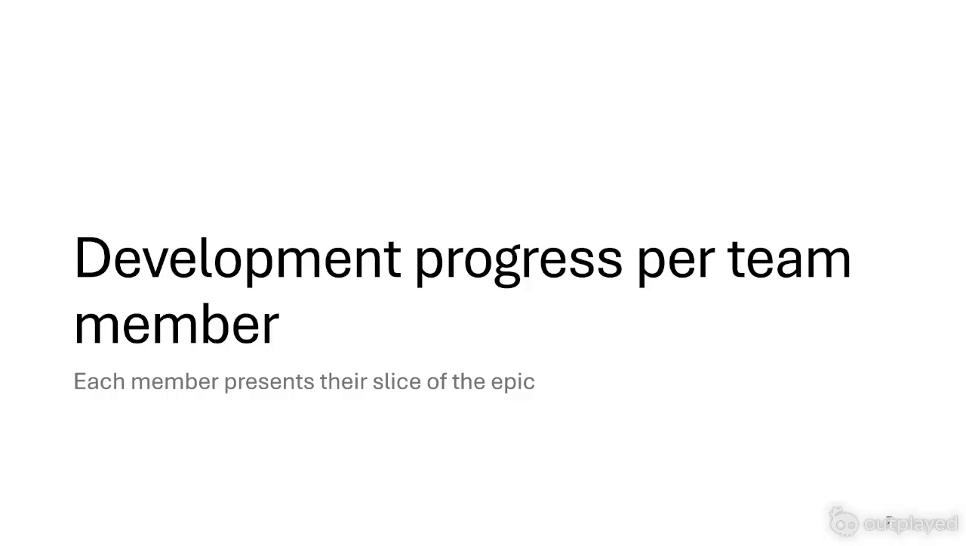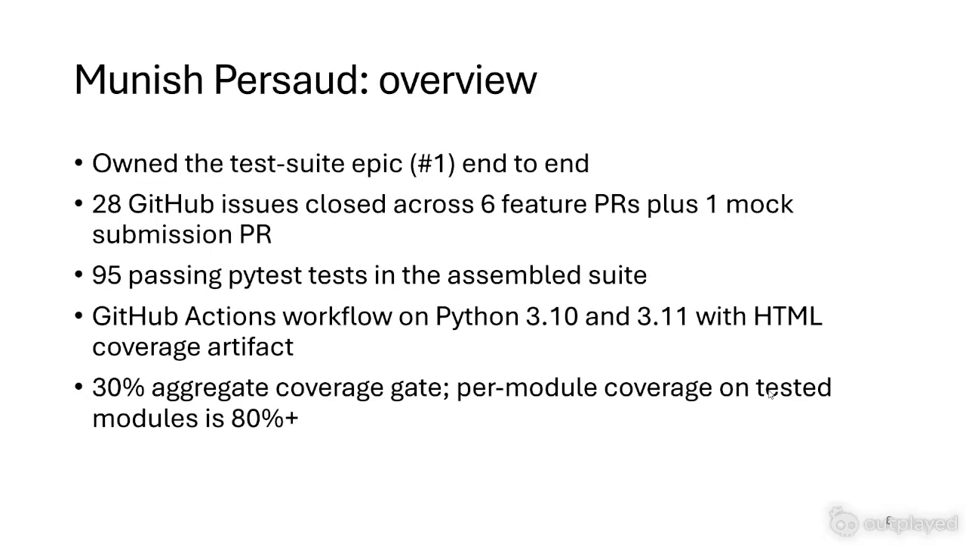So, development progress per team member. I'm first up. Overall, I owned the test suite Epic 1 end to end. This broke down into 28 individual GitHub issues that I pushed across 6 PRs plus the one mock submission PR.